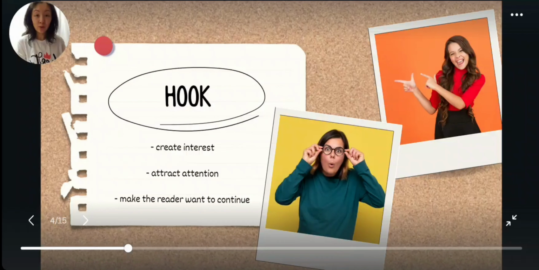Let's start with the hook. When a person starts reading, it's really important to grab their attention. And if there is a hook in the introduction, it will be helpful to create interest, attract attention, and make the reader want to continue. So you're able to catch the reader and reel them in. Let's see what hooks look like.